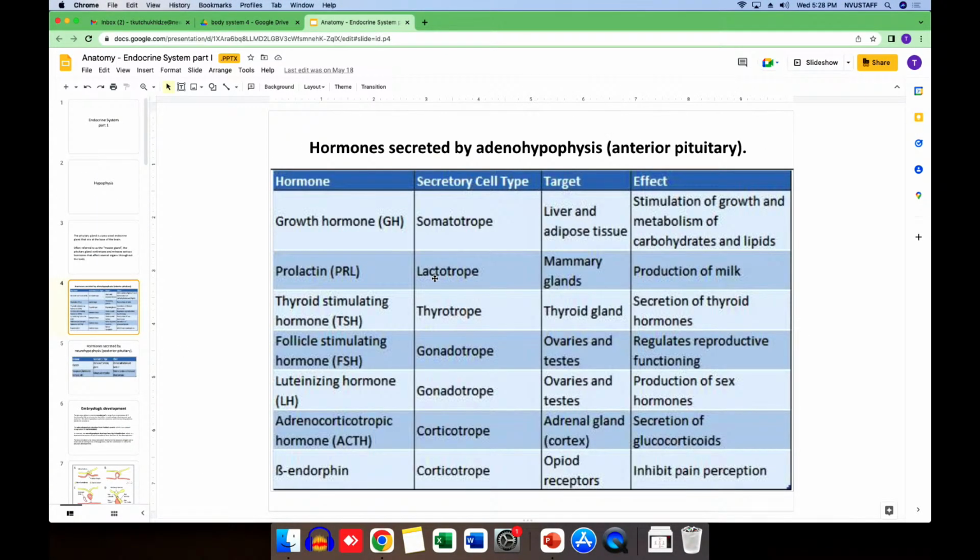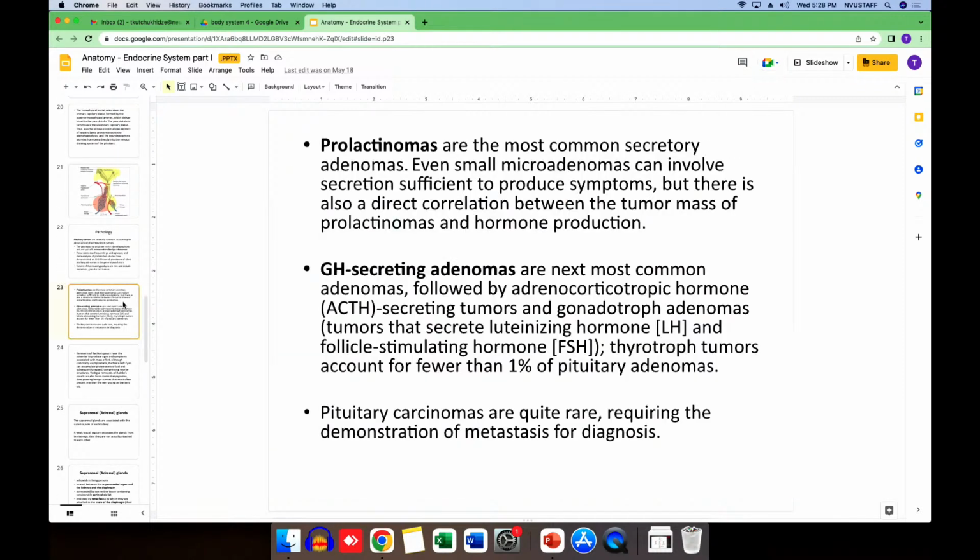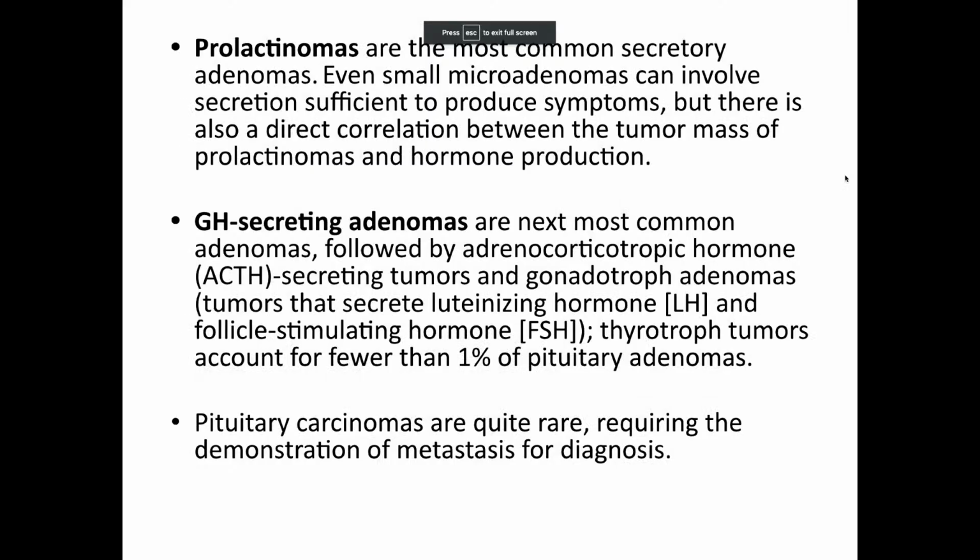That prolactin is released from the lactotropes, right? So the cells from which prolactin is released are the lactotropes. Talking about the symptoms, we should know what prolactin is doing, and the symptoms will appear exactly when we have an excess amount of prolactin.